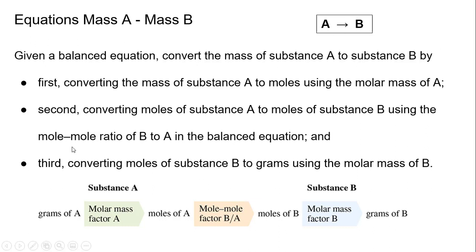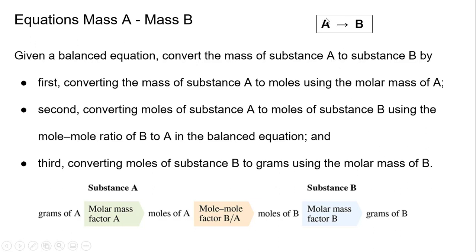So I'm going to read this and then I'm going to explain exactly what this means. Given a balanced equation, so let's pretend this is balanced, convert the mass of substance A to substance B by first converting the mass of substance A to moles using the molar mass. Second, converting the moles of substance A to moles of substance B using the mole-mole ratio of B to A in the balanced equation. And third, converting moles of B to grams using the molar mass of B. So that might make sense, it may not. So I'm going to go over this now, pointing out some things.